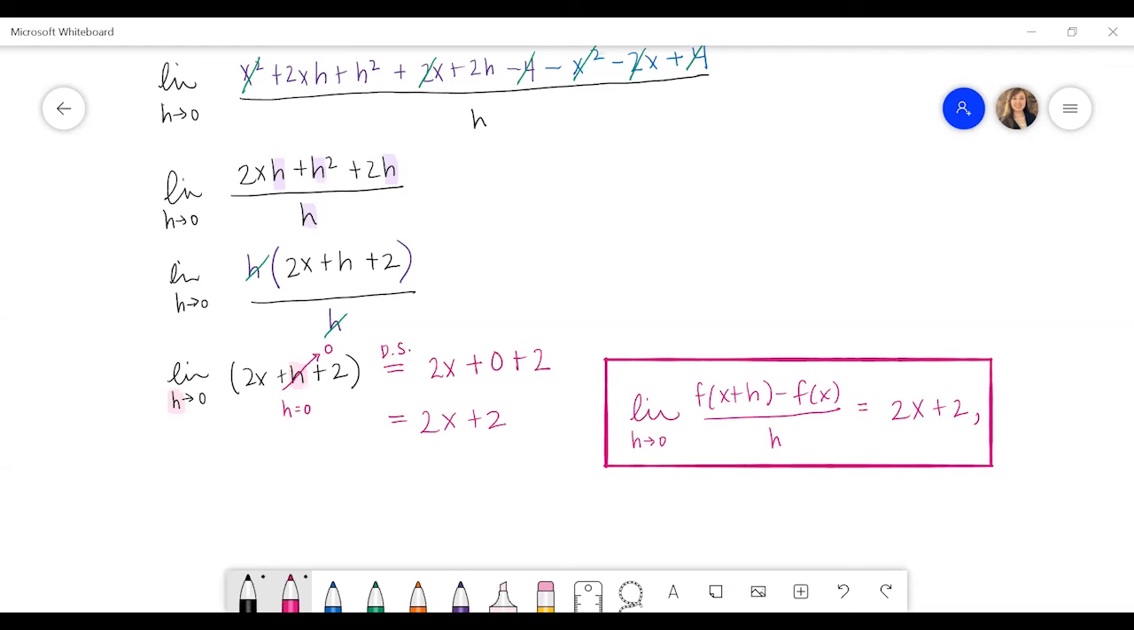And I think last time I put where f of x is equal to x squared plus 2x minus 4. We'll throw that on the bottom. Okay? I'll see you in the next example.